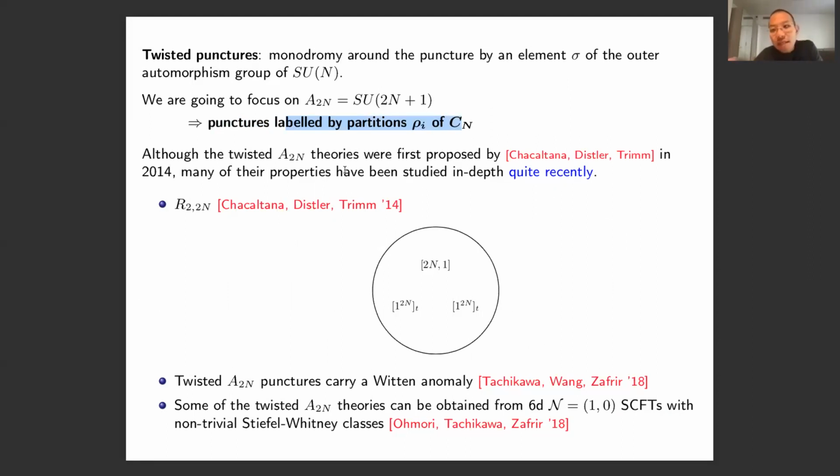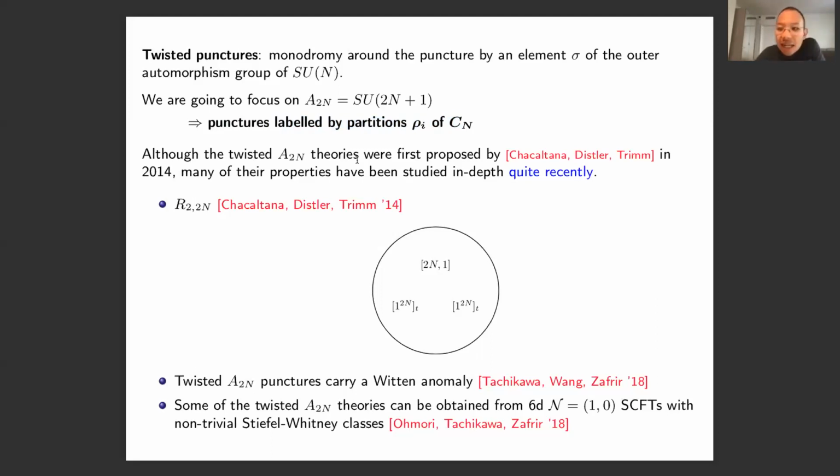So you can do this to get something non-trivial. Suppose that you have a 3-puncture sphere. You do this type of automorphism twist on 2 of them, for example. Then you get some new class of theory. So why is this interesting?